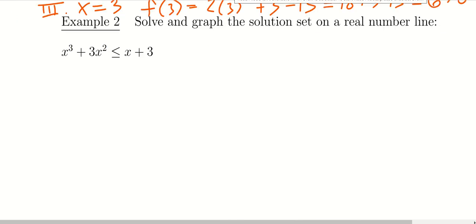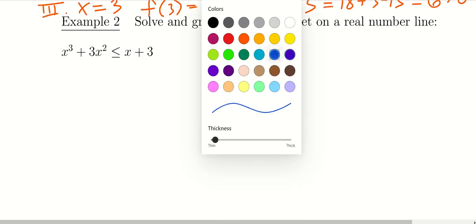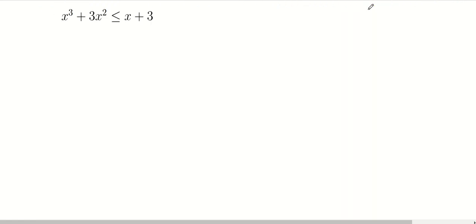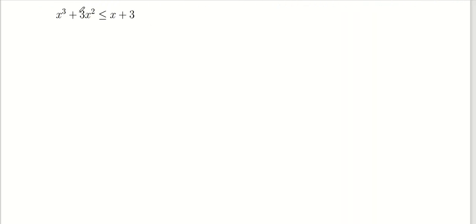Let's take a look at another one. In example 2, we want to solve and graph the solution set on a real number line. We have the polynomial inequality x cubed plus 3x squared is less than or equal to x plus 3. First things first, we want to get one side to be 0. So let's subtract x and also subtract 3 from that right-hand side.